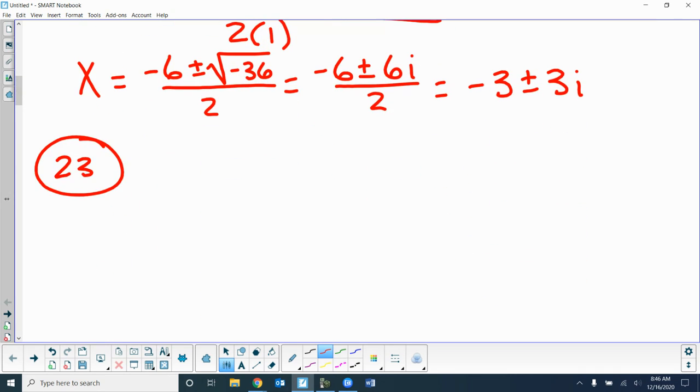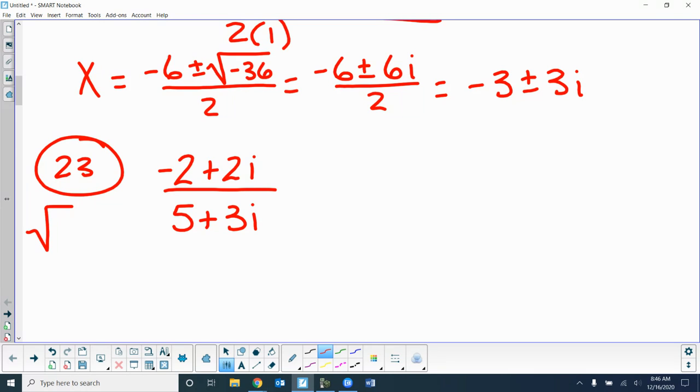23. We're simplifying complex. Actually, we're dividing two complex numbers. Okay. Remember, the square root, you need to remind yourself of this. Square root of -1 is i, and i squared is -1, right? Okay, so you might want to add that to your note card.